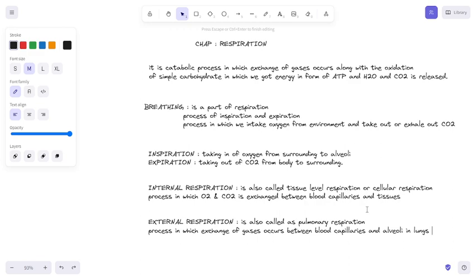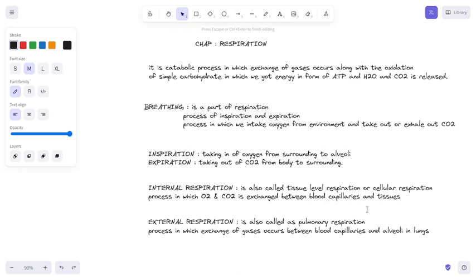When the oxygen comes into the respiratory tract, it reaches the alveoli. Alveoli is the terminal point of the respiratory tract, in which the gases are exchanged: the carbon dioxide gas is exhaled out from the lungs, and the oxygen is added to the blood, so the blood becomes oxygenated. The carbon dioxide that we get from the deoxygenated blood, we exhale it out and we add the oxygen in that blood, and that blood becomes oxygenated blood. So the process that occurs between blood capillaries and alveoli is called external respiration.